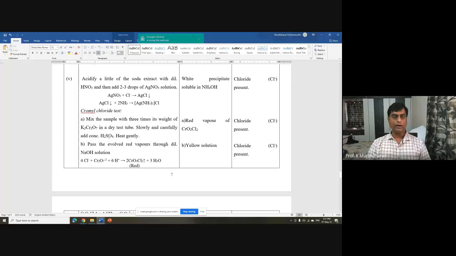Slowly and carefully add concentrated sulfuric acid, and heat gently, very slowly. That means don't show it to the flame straight away, but continuously, a little bit from a distance. Red colored vapor of chromyl chloride will come out. That confirms the presence of chloride in the solution. Right. So here you are taking the sample straight away in the test tube in solid condition and adding potassium dichromate in solid condition. Mix it carefully and show the test tube to the flame. You will see the red vapor formation, which is chromyl chloride. Then pass the evolved red vapors through dilute NaOH solution, so that the solution becomes yellow.